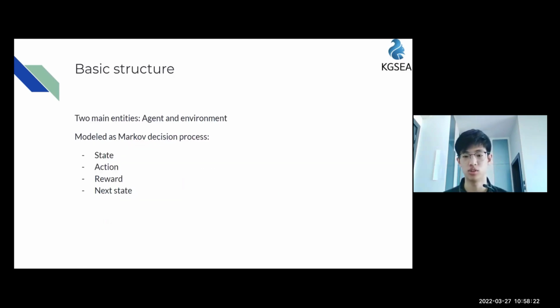So here's the basic structure of reinforcement learning. There are two main entities, the agent and the environment. There might be multiple agents, there might be multiple environments, but in general, there are going to be two main entities. The agent is your artificial intelligence model. It's what you're going to be developing. The environment, in a chess game, is going to be the chessboard. And it'll be modeled as a Markov decision process. What is a Markov decision process? Well, it's an entire topic on its own. So all you need to know is that the steps are going to be separated into state, action, reward, and next state. This makes little sense on its own.